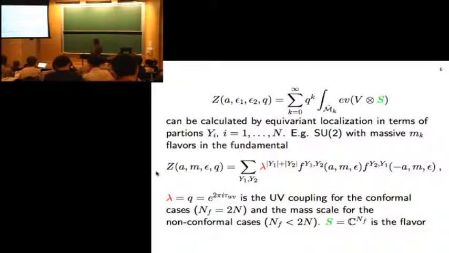Now how do you relate this? This is related, of course, to N=2 gauge theory. And how is it related to Seiberg-Witten theory? For the conformal cases, lambda is to be identified with a dimensionless coupling, which we will discuss. So you have to pick a special UV coupling, and it's not necessarily the coupling that appears in the Seiberg-Witten theory.